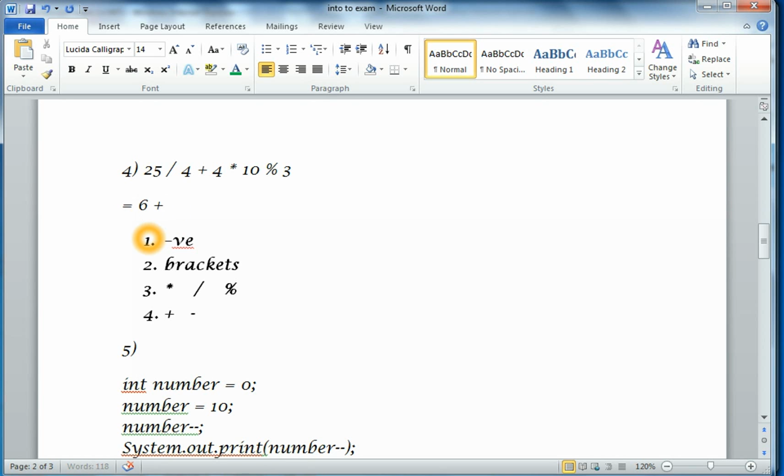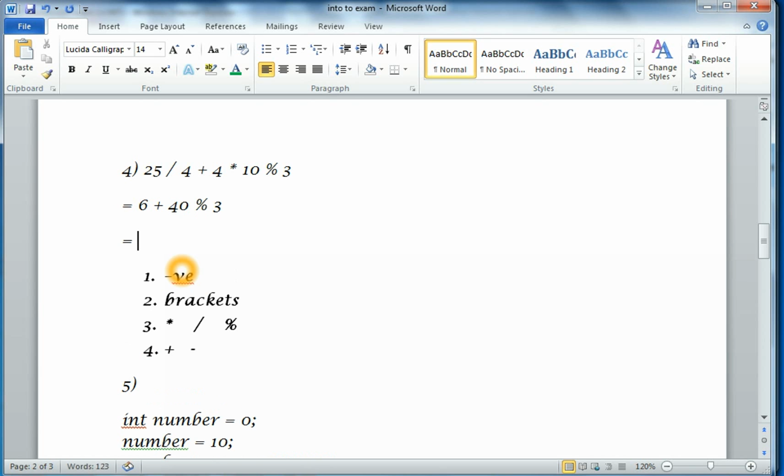And then plus, we don't actually carry out the plus operator. We do the next one, which is 4 times 10, which is 40. And then modulus 3. Okay, so we're still going 6 plus. We don't do the addition because we want to finish all the ones that are at the same level first.